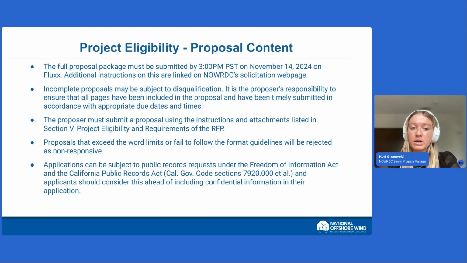The proposer must submit a proposal using the instructions and attachments listed in Section 5 of the RFP, looking at project eligibility and requirements. Proposals that exceed the word limits or fail to follow the formatting guidelines can be rejected as non-responsive. Also, applications can be subject to public records requests, so applicants should really consider this ahead of including confidential information in their application.